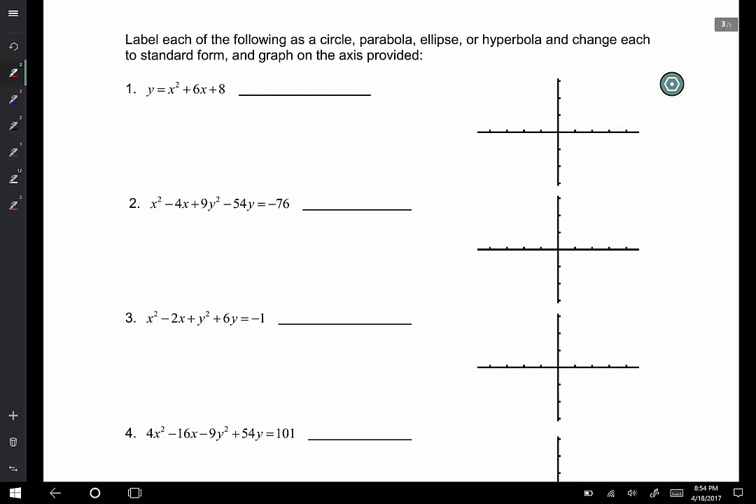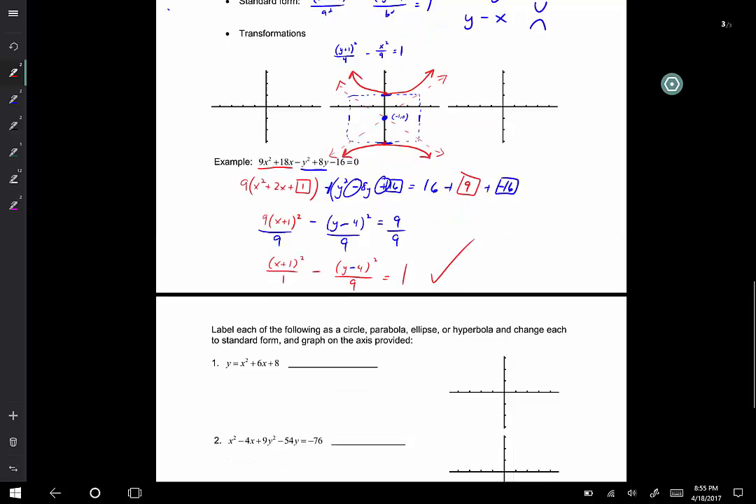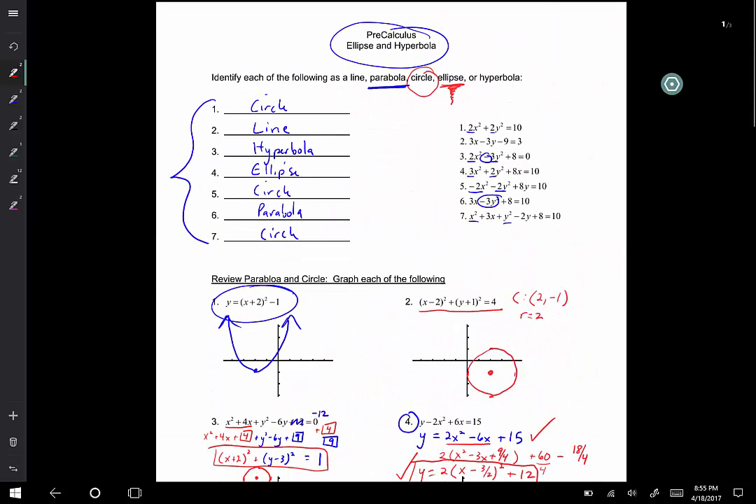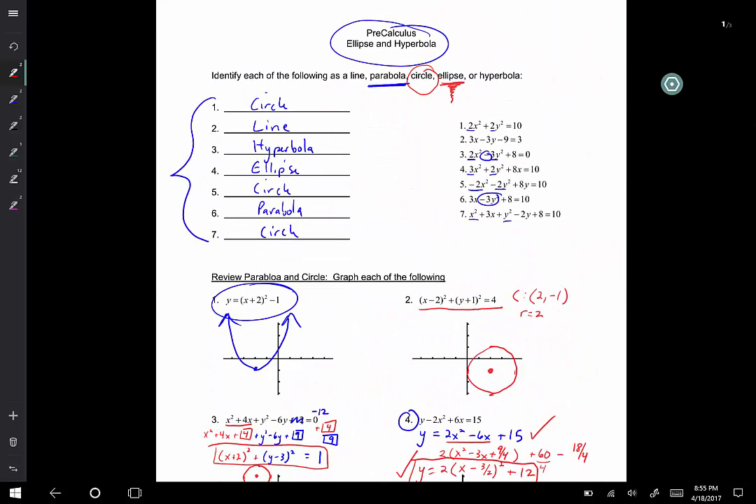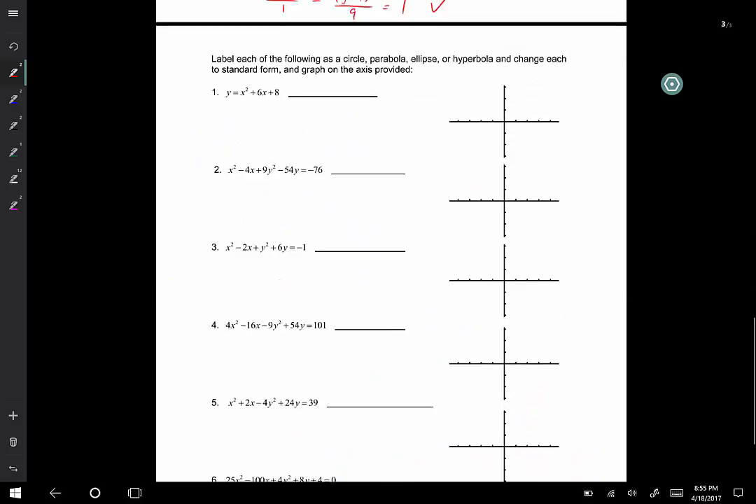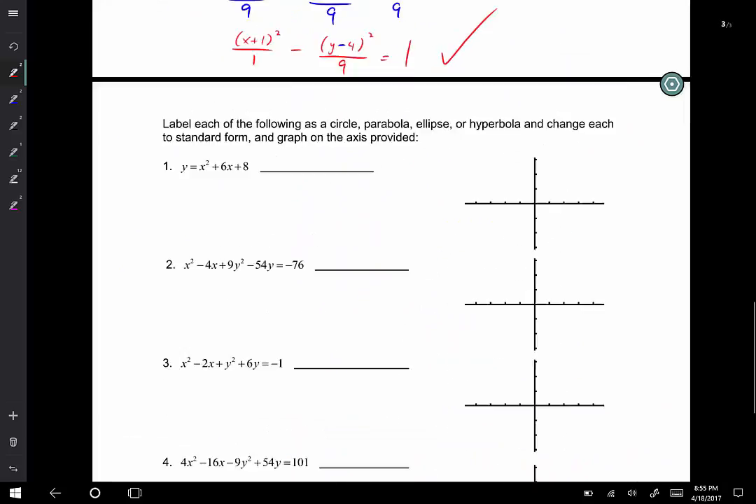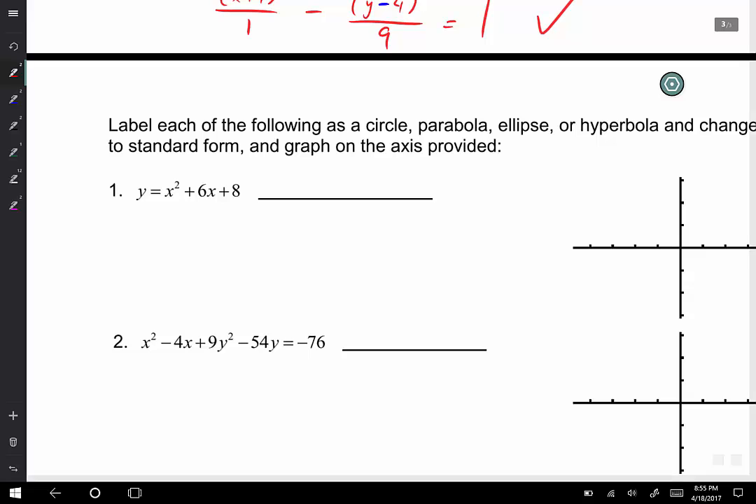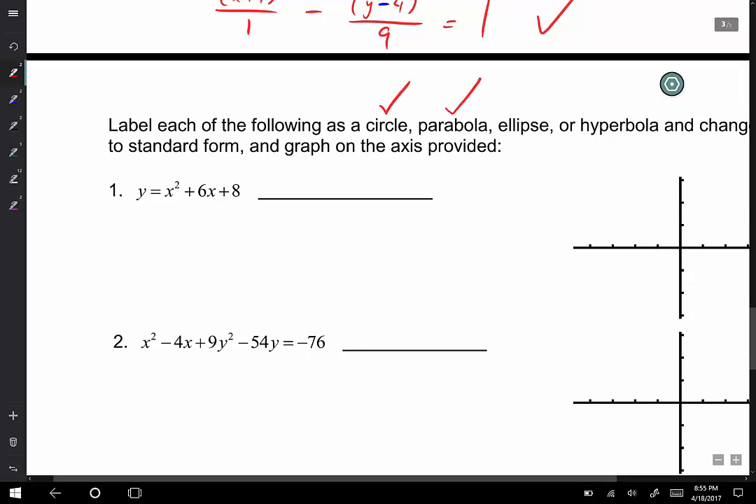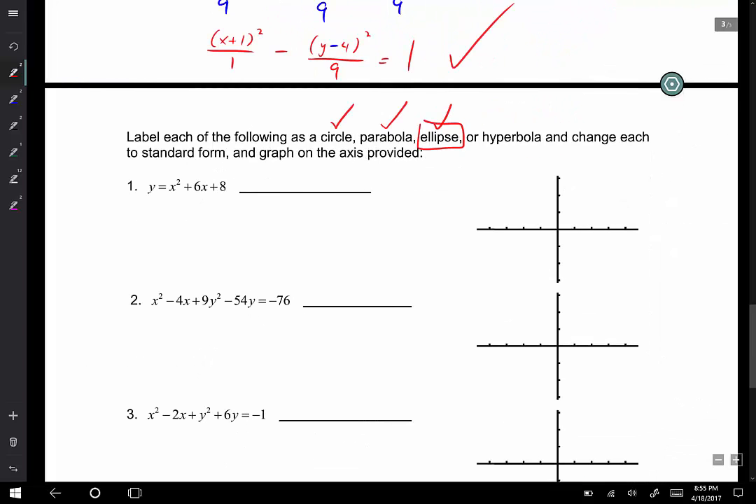Alright, we're back for video number 3. I have now jumped from the top of the ellipse and hyperbola notes from Tuesday. I'm now down in the homework portion. We've already done a video on parabolas, we've already done a video on circles, and now we're looking at ellipses. That's what we're focusing in on here for video 3.